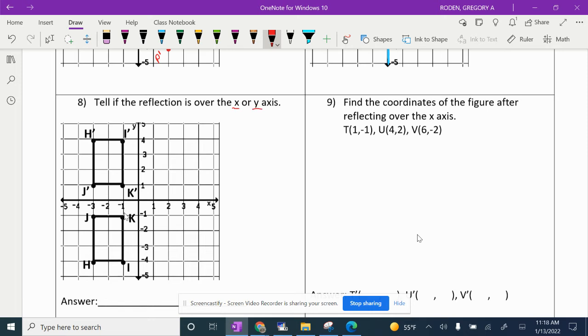Well, if you look, guys, where's the flip line? The flip line is right here. It's halfway in between the two shapes. It's this blue line right here. Is that the x-axis or the y-axis? That is the x-axis. That's all you have to say. That's really easy, right? That's the x-axis. Okay. All right.